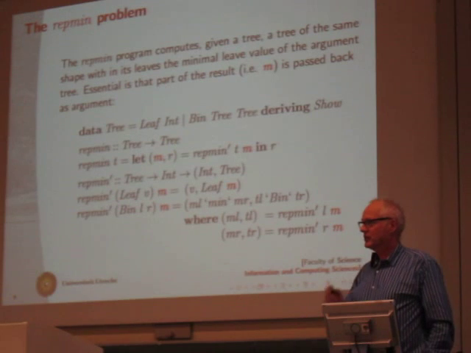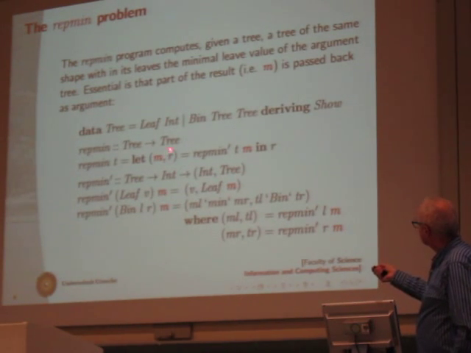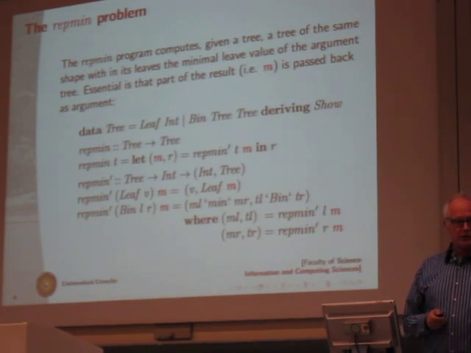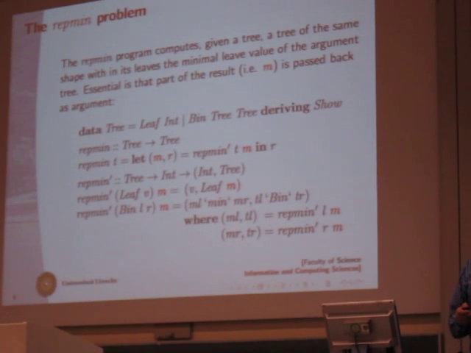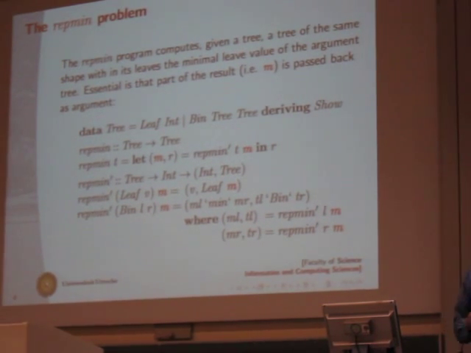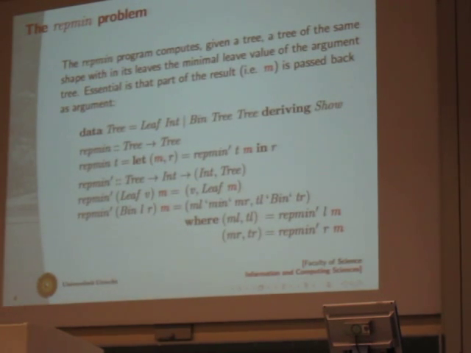So the essence of what I'm doing here is that this value n, which is coming out, I'm passing back in as a result. So if I look here at what the context is doing, it says it takes results and it provides arguments. So that's what's going on here.